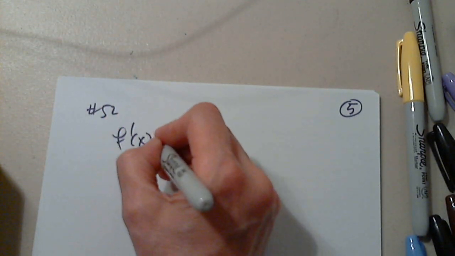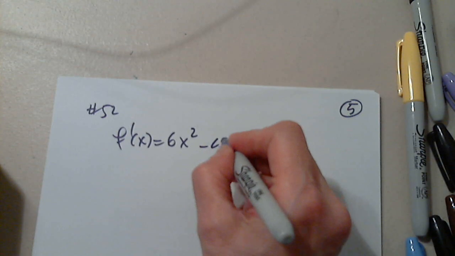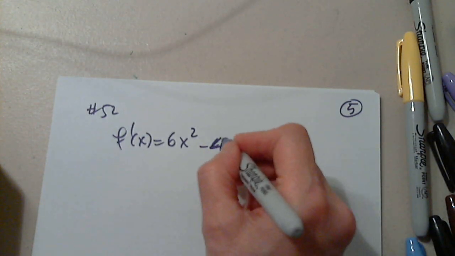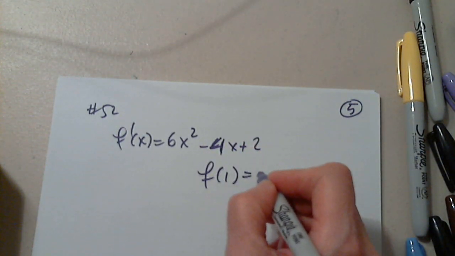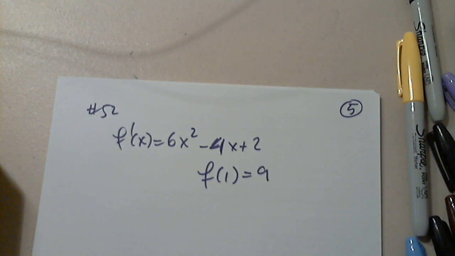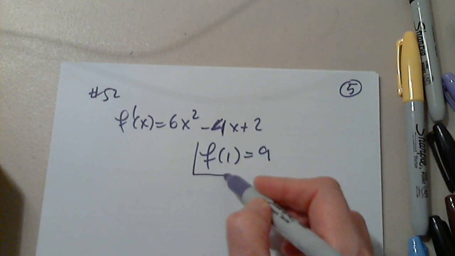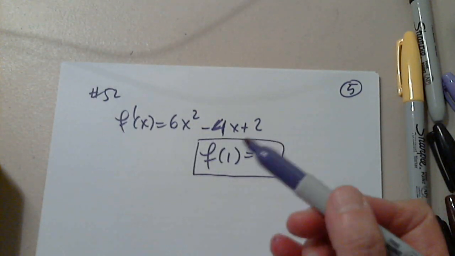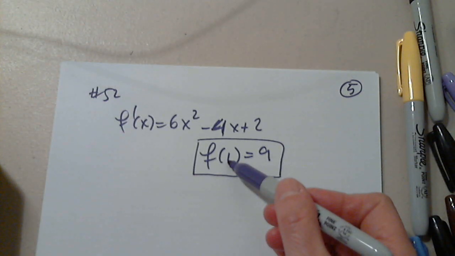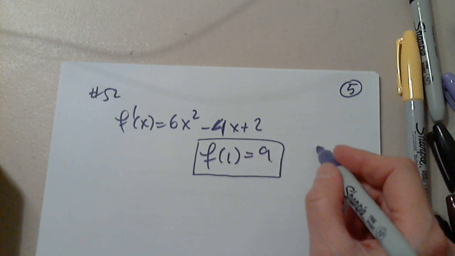So we want 52, you said. So f prime of x equals 6x squared minus 4x plus 2. And we are given f of 1 is 9. Perfect. So they're asking us to find a unique function. We are given an initial condition. In other words, when x is 1, y is 9. So 1 comma 9.